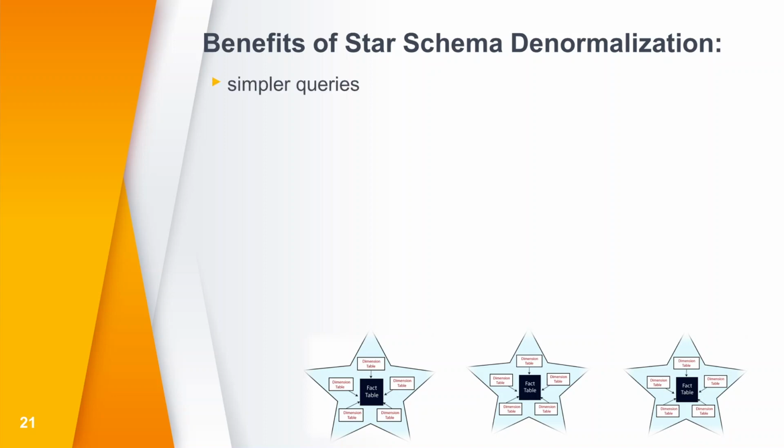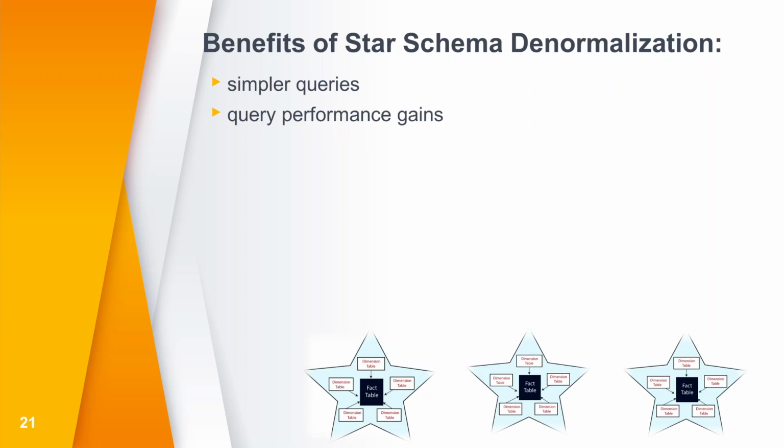The first benefit is simpler queries. With the denormalized structure of the star schema, the joins are lessened. This is simpler compared to a normalized transactional schema, because in a normalized schema, as we know, the design is like spaghetti. That means there are more joins that are actually allowed.